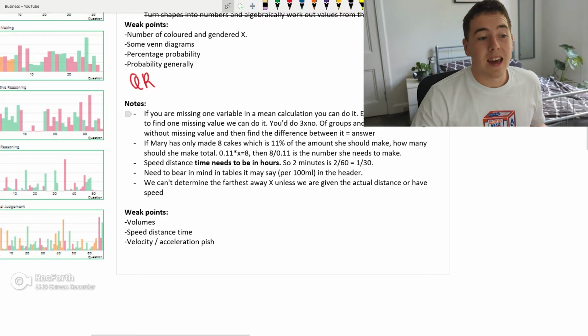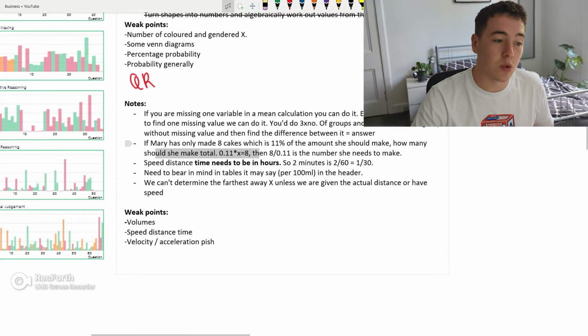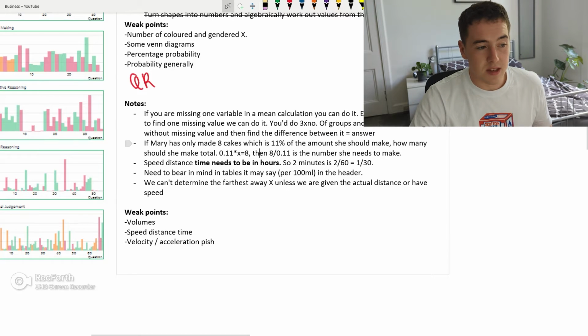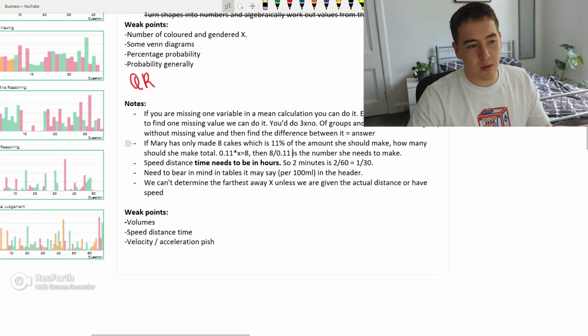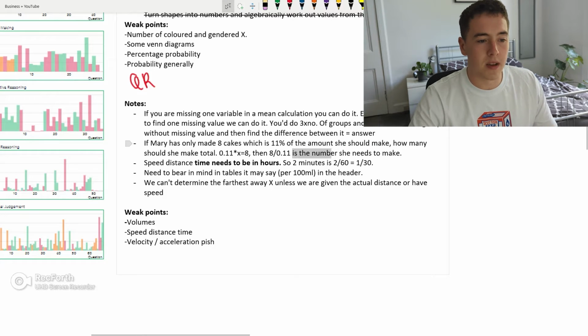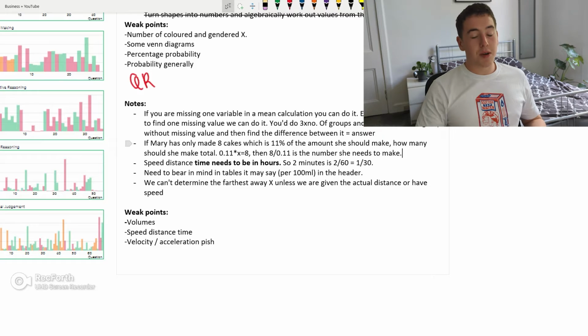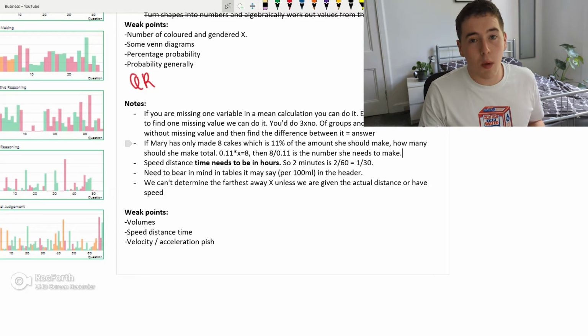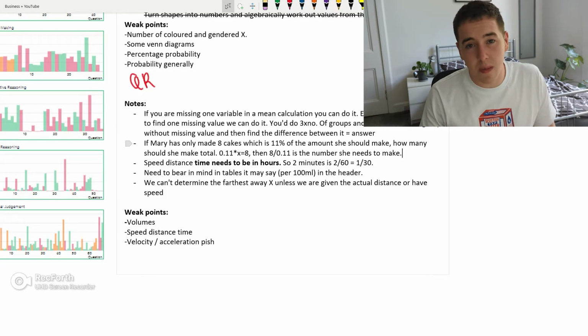If Mary has only 8 cakes, which is 11% of the amount she should make, how many should she make in total? Then basically 0.11 times x equals 8. And to find that, just rearrange the equation to be 8 over 0.11. This is the number she needs to make. As you can probably tell, as I've said, this is one of the starting mocks, so a lot of the stuff in this was new to me.